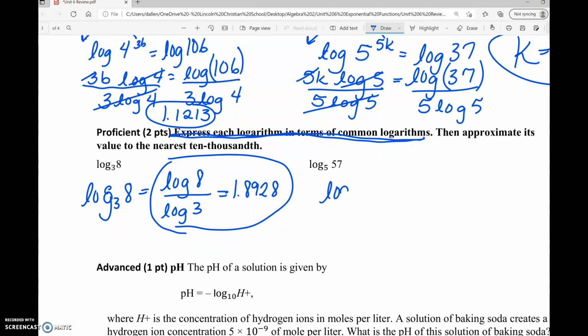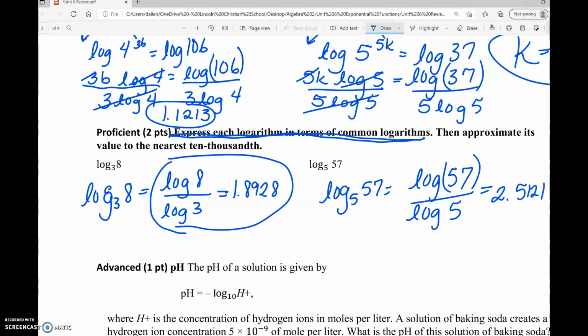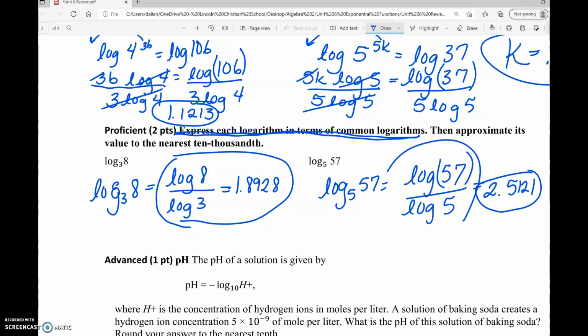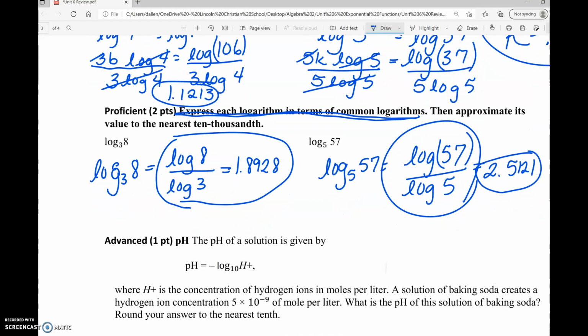Same thing here, log 5 of 57 could be rewritten in common log as log 57 over log 5. Then I put that in the calculator, should get 2.5121, and I keep saying this, but if I don't put parentheses around that, you won't get that. Again, both of these are what you need for that answer.